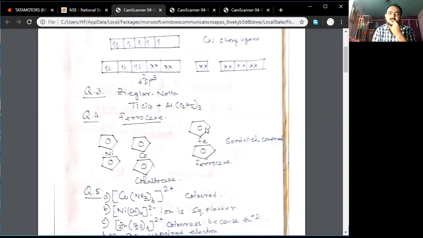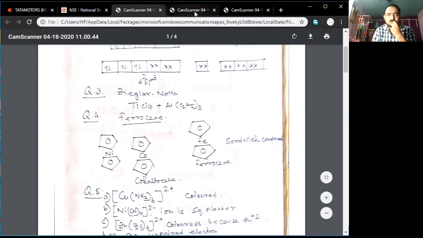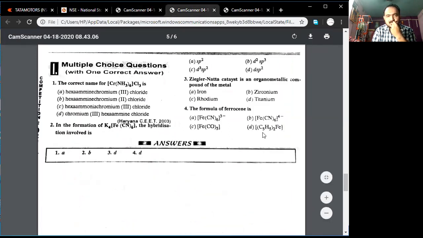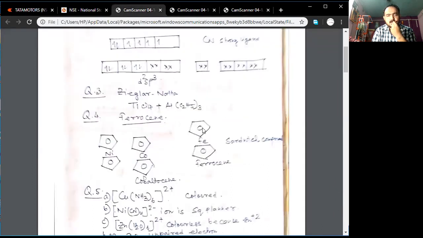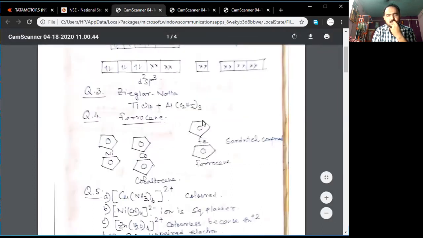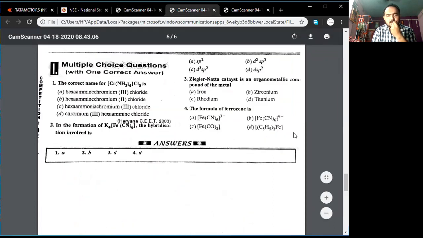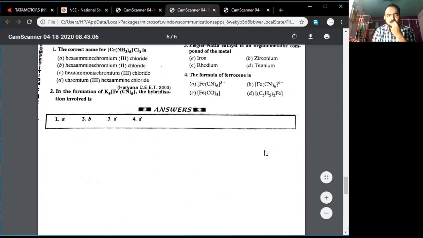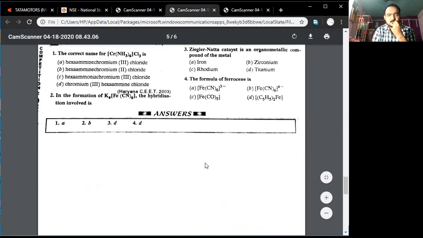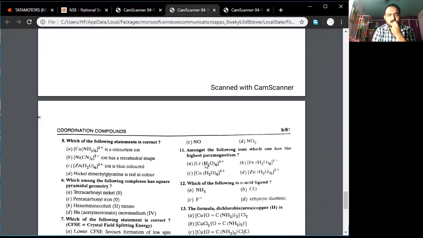So what will be the structure? Now you see here, C5H5 whole 2. Now you see C5: 1, 2, 3, 4, 5, with 1 hydrogen each. So C5H5 whole 2 becomes the formula for this Fe. Now you see, this is the correct answer. The 4D is the correct answer. So we have done this. Now going to the next question.